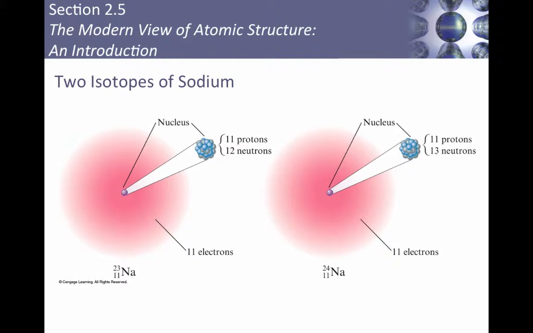So when you add these together and you're looking at the mass, this would be a mass of 23. As you can see, that's written down here. And then over here, if we add 11 and 13, this is going to be a mass of 24. So we would refer to this as sodium-23 or sodium-24.